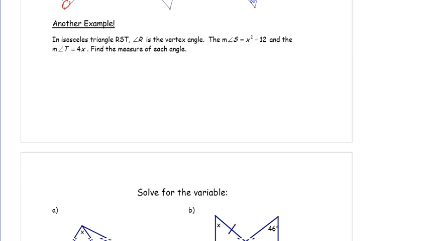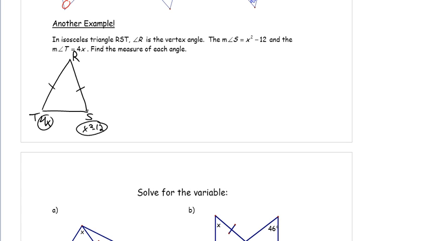More algebraic example. In isosceles triangle RST, so we already know what isosceles means. Oops, I didn't read the directions all the way. R is the vertex angle, not S, so R has to be up here. So we know this is S, this is T. The measure of angle S is x squared minus 12. That's the angle measure. The measure of T is 4x. So here's our two measures. Find the measure of each angle.